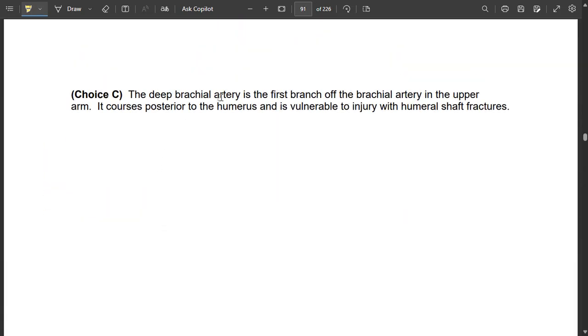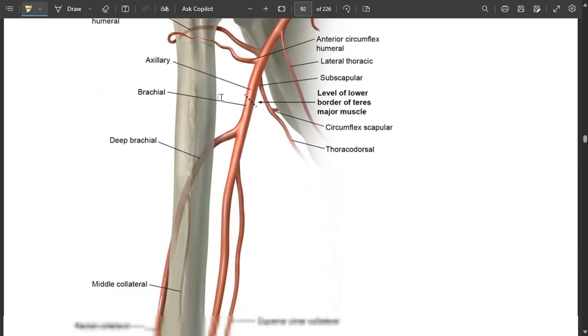Okay, the deep brachial artery is the first branch of the brachial artery in the upper arm. It courses posterior to the humerus and is vulnerable to injury with humeral shaft fracture. So when there is a humeral shaft fracture, the deep brachial artery is very prone to injury.